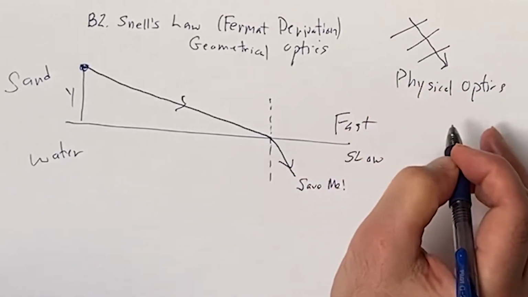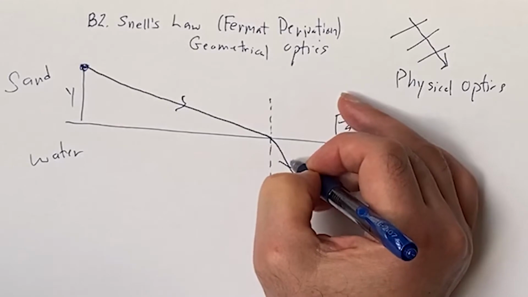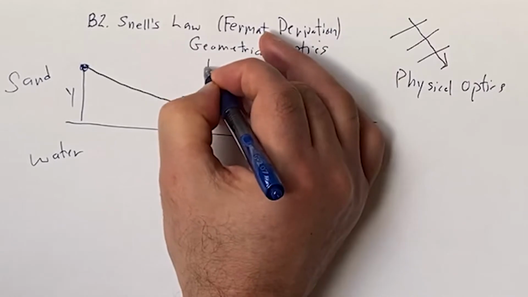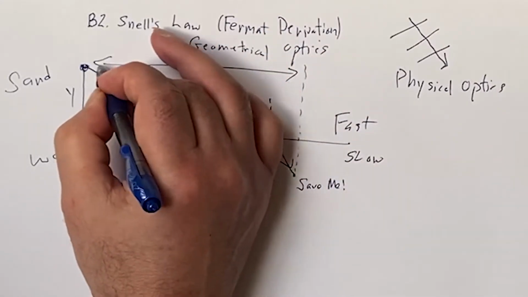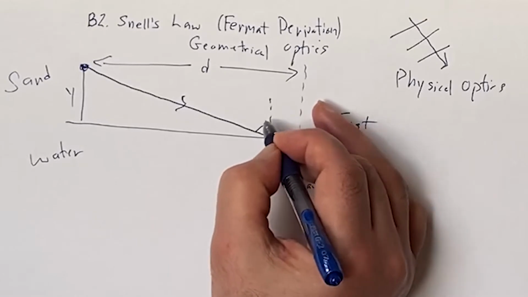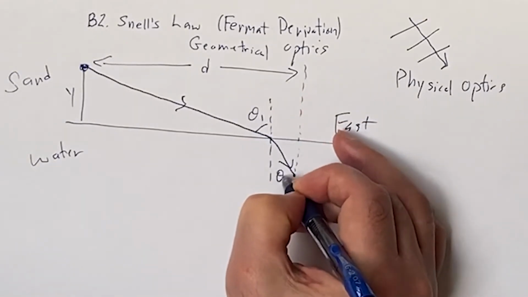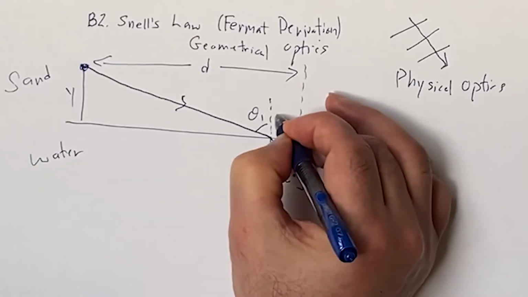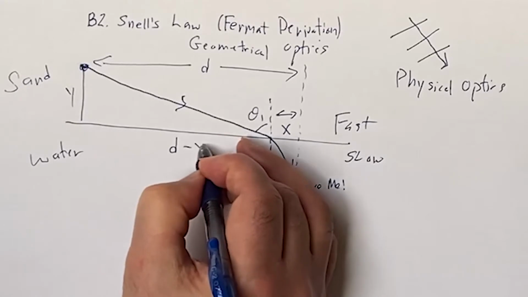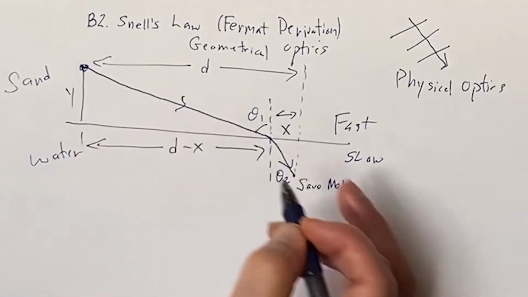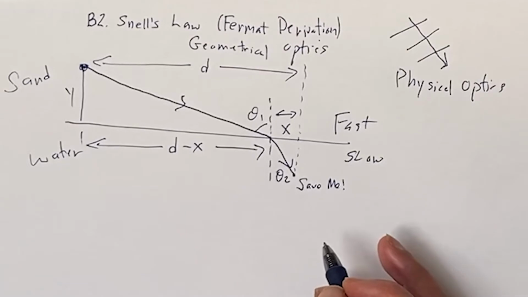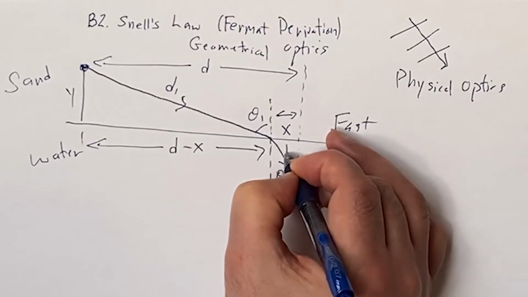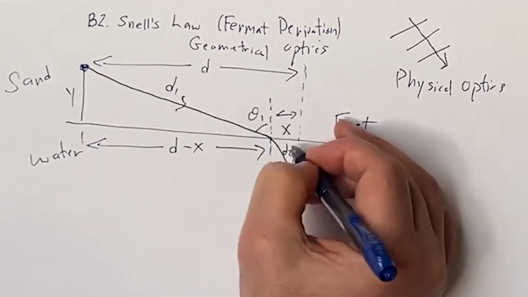So let's set this up, and the point that we're going to finally get to, say, is a distance d away like this, and this angle here is theta 1 and this angle here is theta 2. And let's say that this distance here is x, so that this distance there is d minus x. And we want to get there in the shortest time. Well, say this is d1 and say this is d2. We get the two distances.